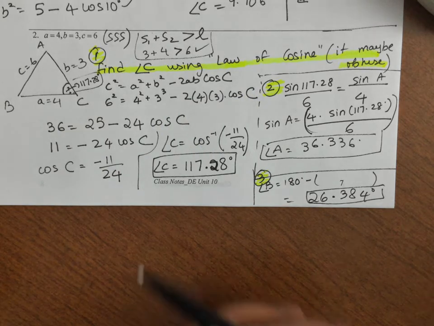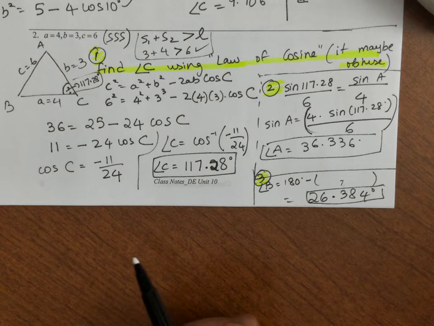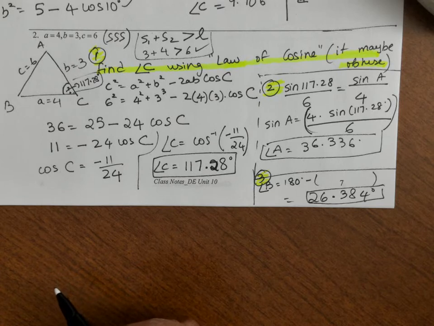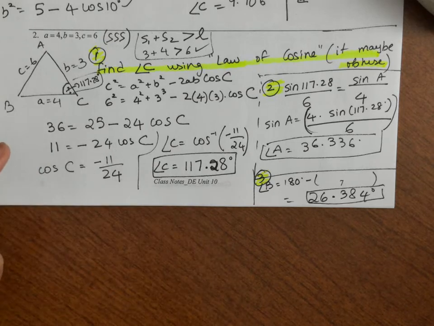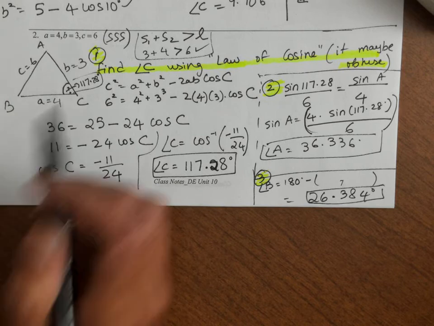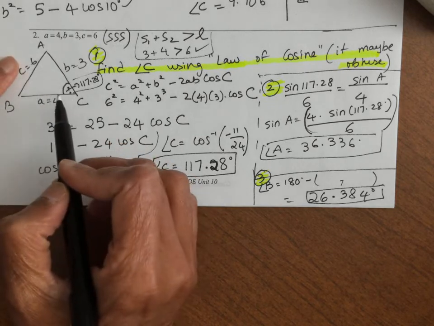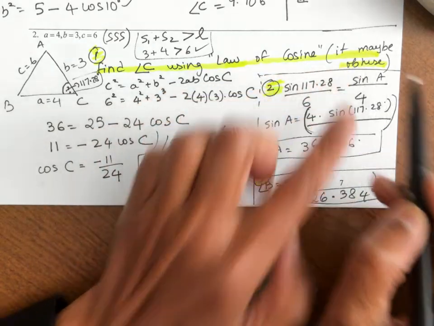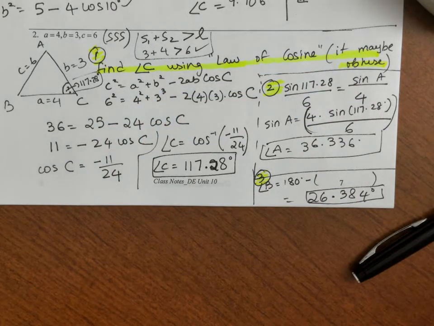Then I thought I should probably go with the largest angle, because if my next step is law of sine, I don't want to be stuck trying to solve the largest angle with law of sine. Remember, with law of sine, you don't want to be doing an obtuse angle. So I went with the largest angle, opposite the largest side. That's why I wrote here, find angle C using the law of cosine, because it may be obtuse. Does that make sense? That's a great question, guys.